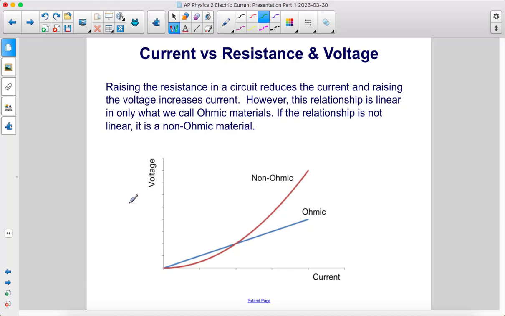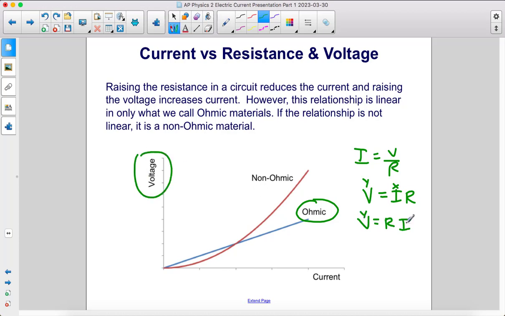However, this relationship is linear in only what we call ohmic materials. So in an ohmic material, if you graphed out voltage and current, so I equals V over R, therefore if we have voltage on our y-axis, we would have V equals I R, and current is our x. So I'll write this like this. This is our y over here. This current is our x. So therefore y equals mx. This is the slope of this line. So the slope of that line would give us the resistance.